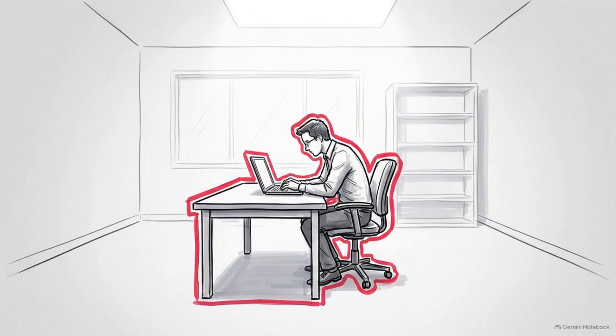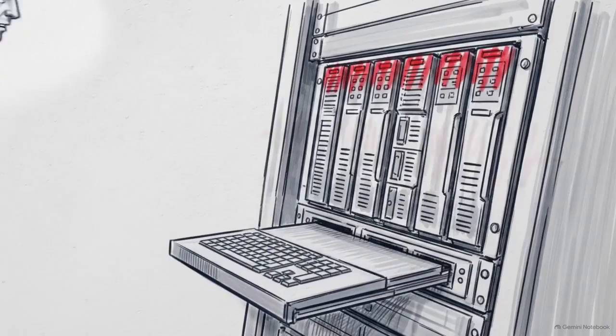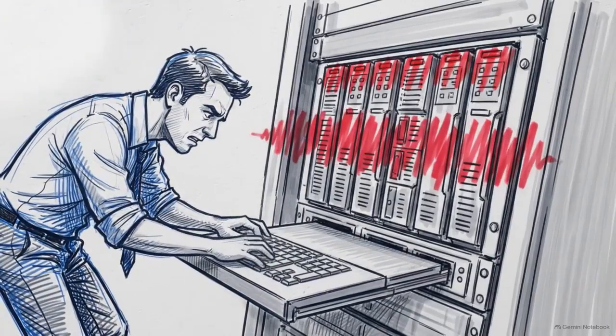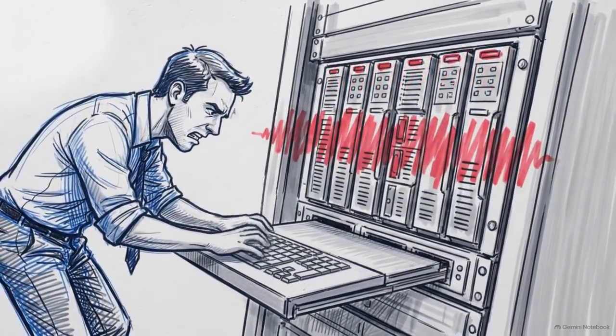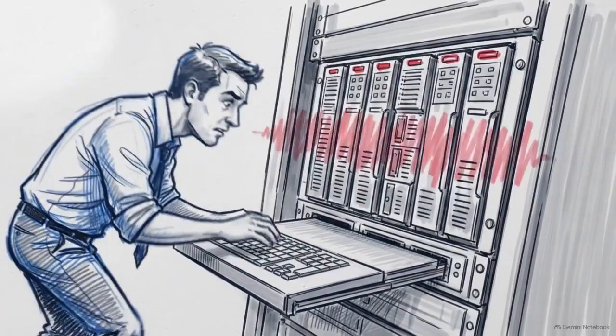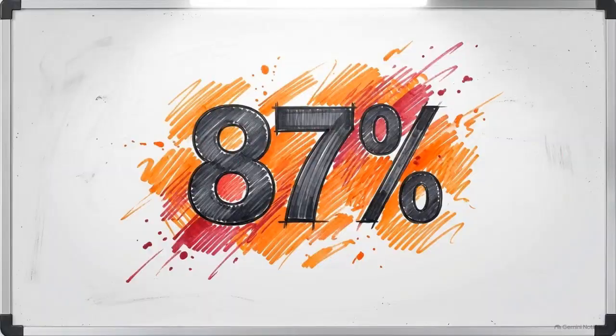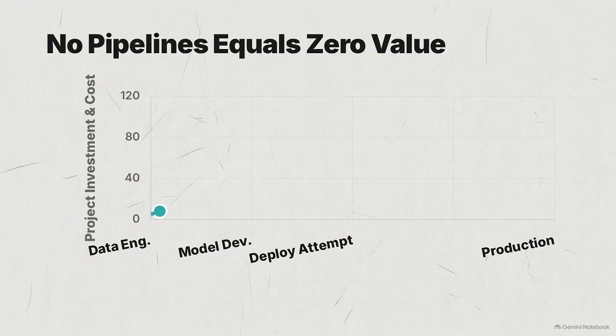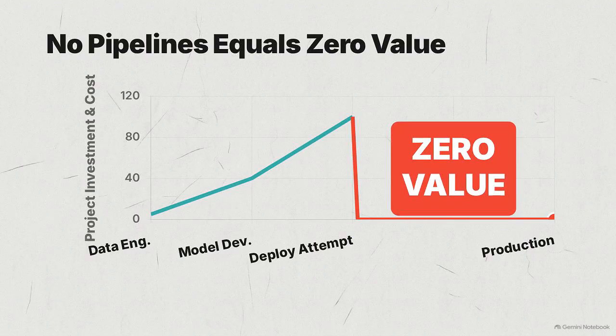Data science teams often build machine learning models in complete isolation. When they try to connect those experimental models to active enterprise production systems, the architecture typically fractures under operational stress. The data shows exactly how steep this drop-off is. 87% of machine learning models never reach production. Without strict operational pipelines in place, your data science investment yields zero business value.